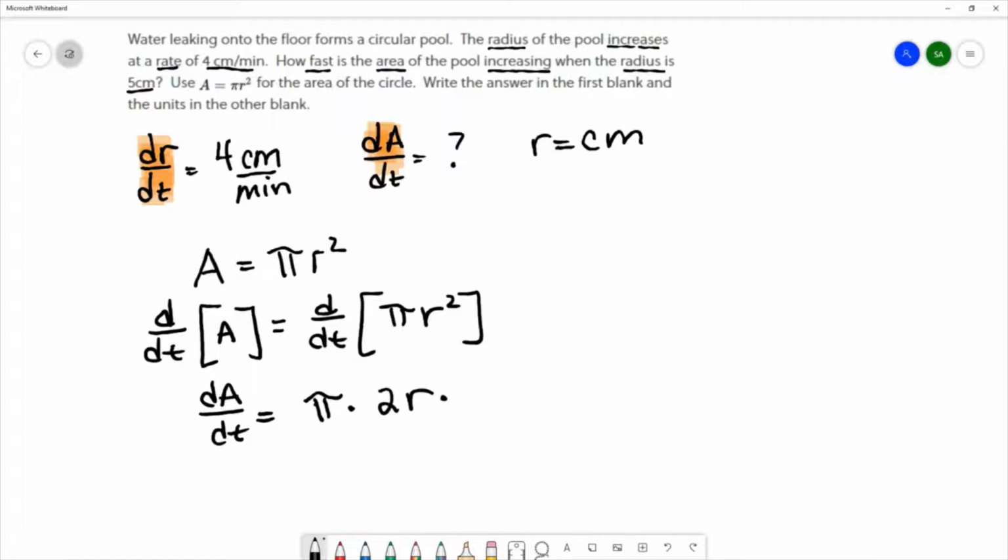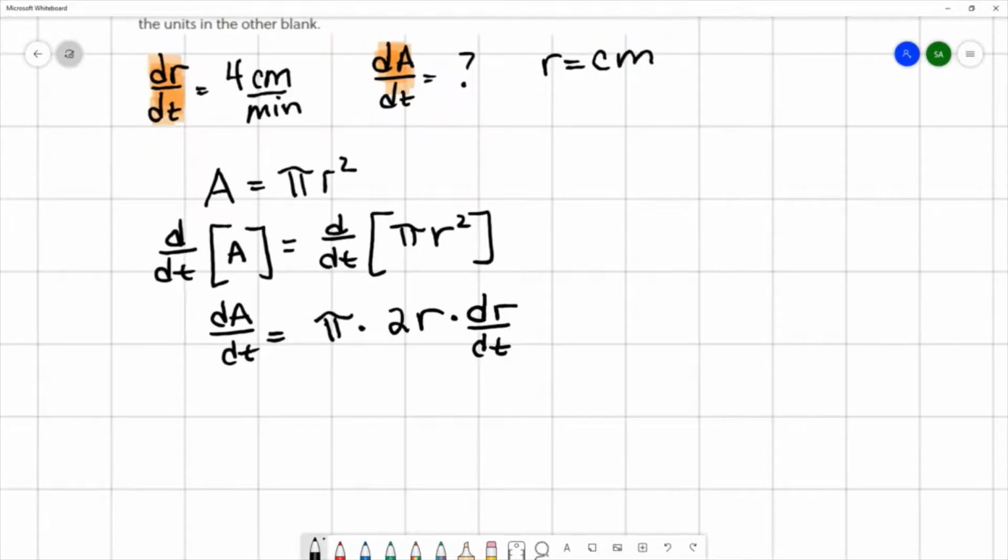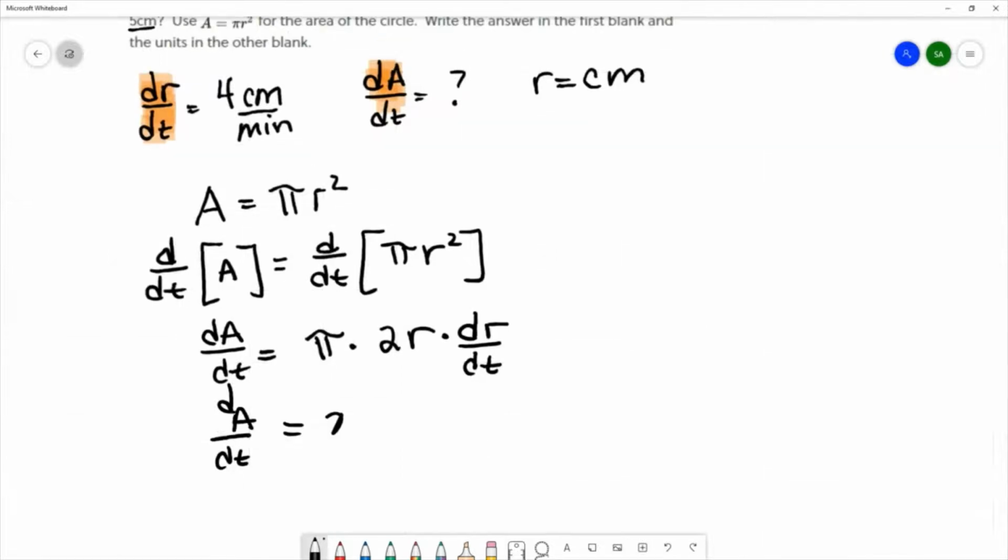And because our variables don't match, we have the variable of radius, and we're taking the derivative with respect to time, we have to use the chain rule to get dr/dt. So now we have our formula. We can simplify a little bit more and make this dA/dt equals 2 pi r dr/dt.